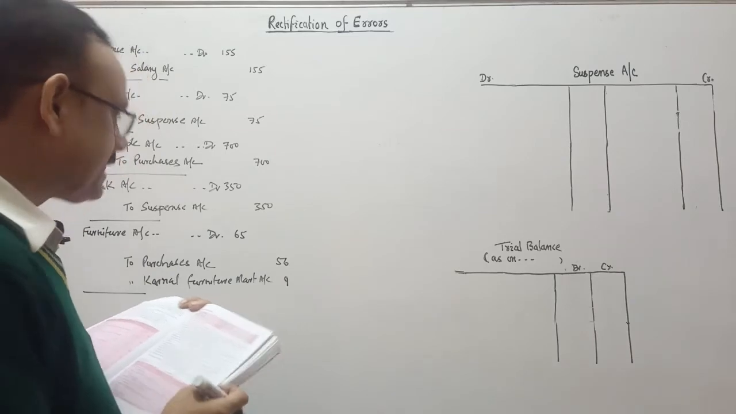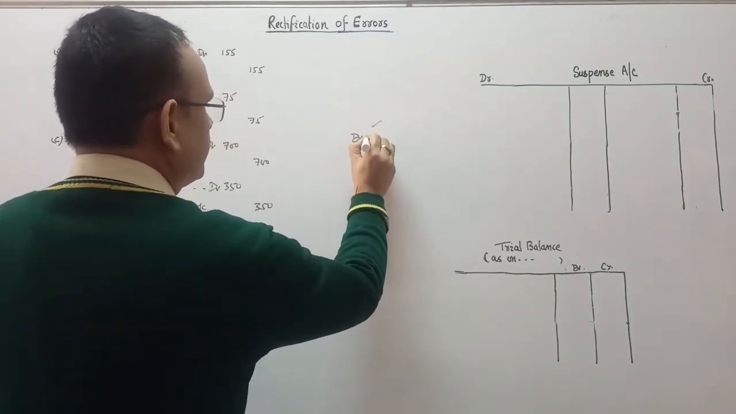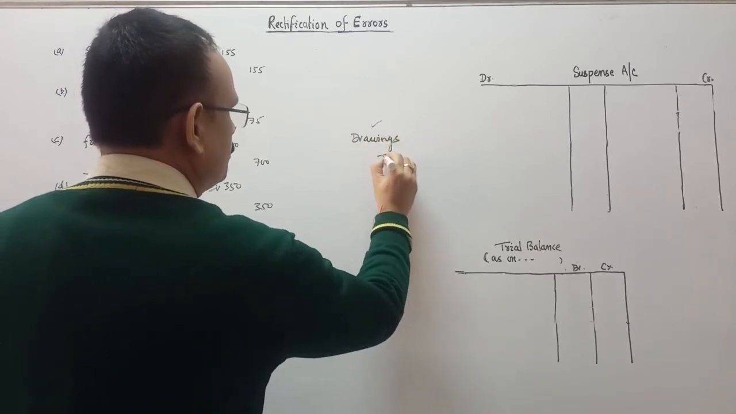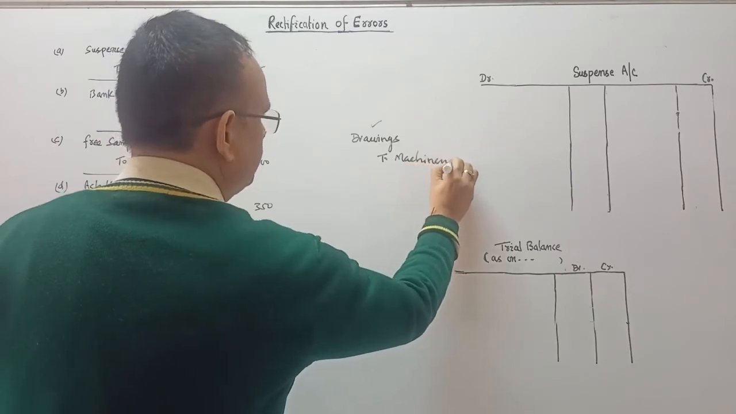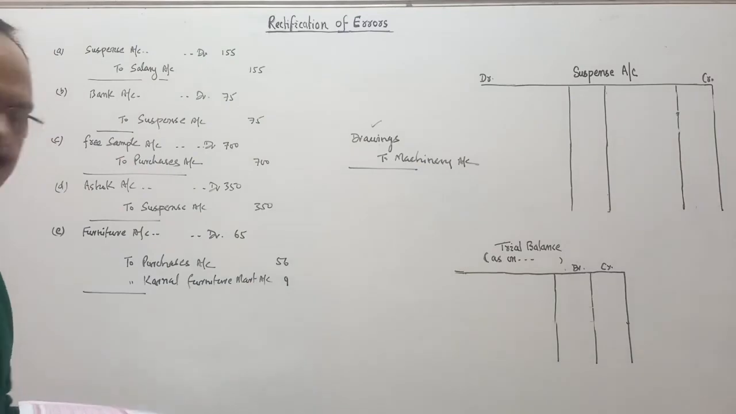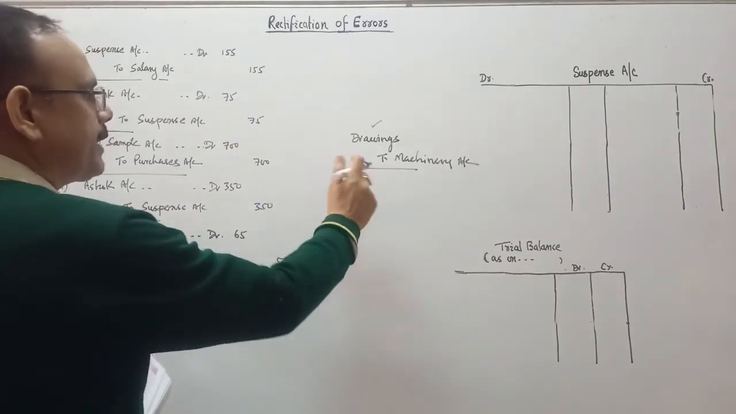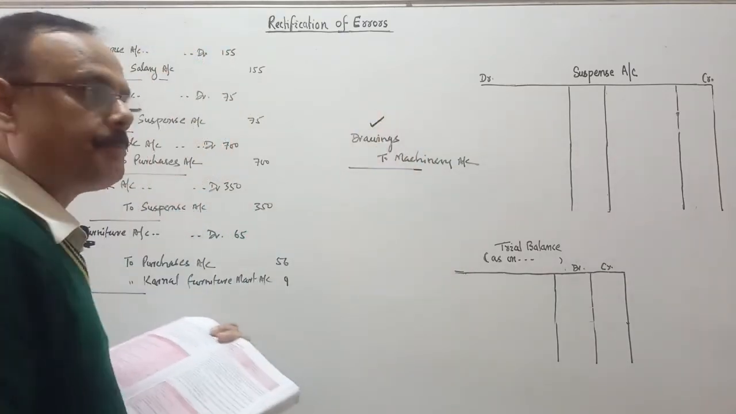When the proprietor has taken this machinery, the entry will be drawing account debit. He has taken the machinery, so drawing account debit to machinery account. This is the right entry. Drawing account debit to machinery account is the right entry we have to pass.